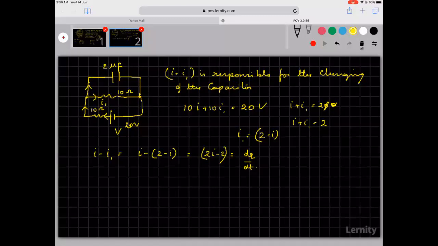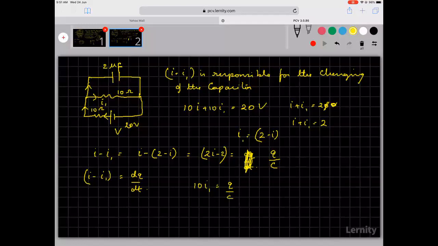Two times I minus 2 is equal to dQ by dt. So that makes it... okay, sorry, this is not dQ by dt. This is equal to Q by C. So I minus I1 is equal to dQ by dt. If I have to write other equations, I will see 10 times I1 is equal to Q by C.